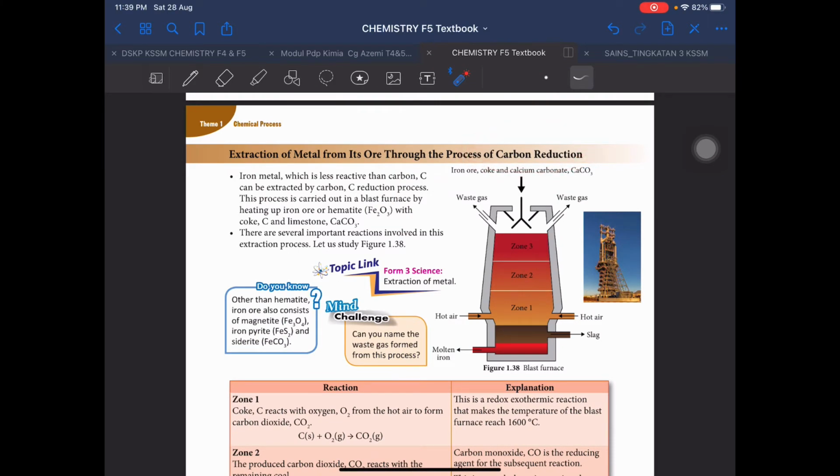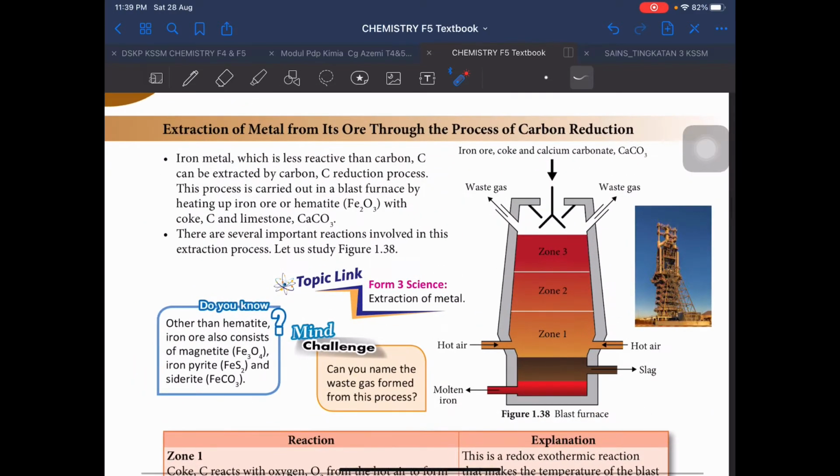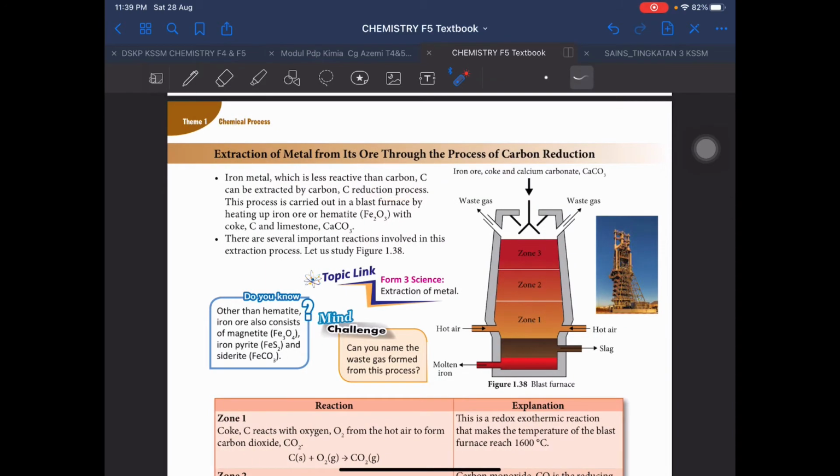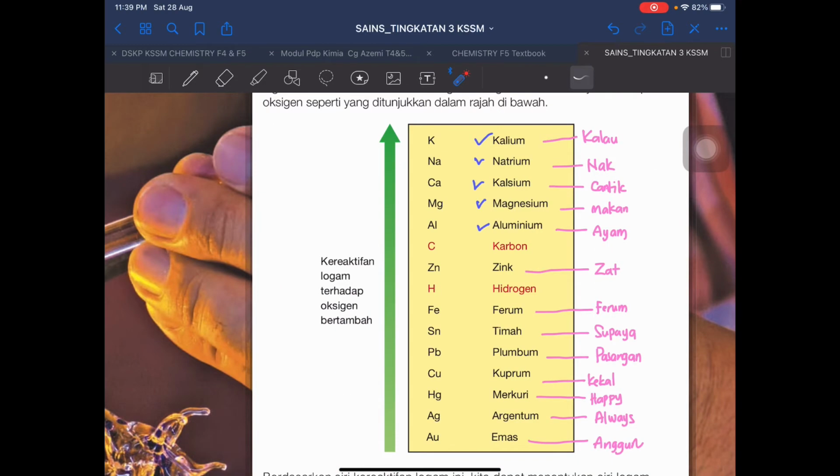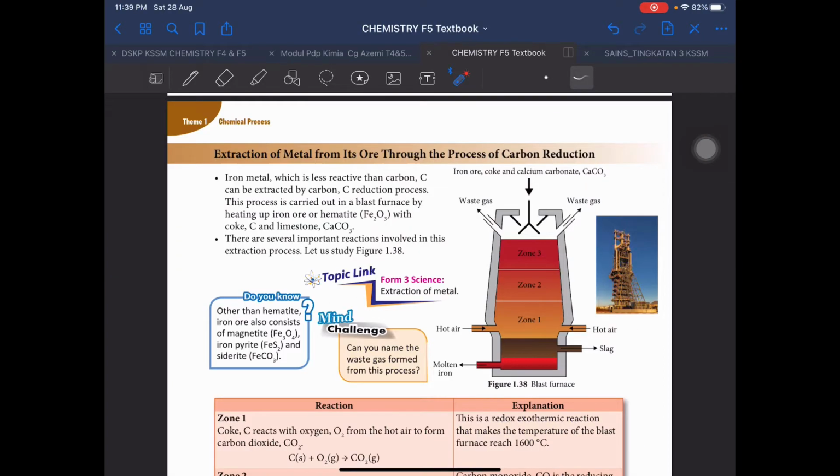And in your Form 5 textbook, yang ditekankan adalah iron metal. Iron metal, which is less reactive than carbon, can be extracted by carbon through the reduction process. Okay, let us look at di mana kedudukan dia di bawah carbon. Ni nih, di bawah carbon. Ferrum di bawah carbon. So we use reduction, penurunan.